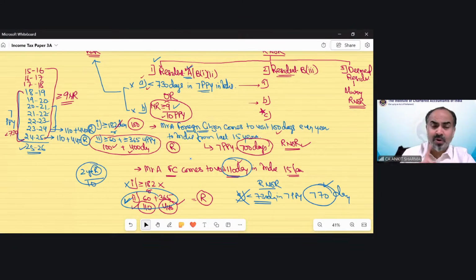The examiner does not want you to calculate 10 times whether he is a resident or not. They will frame a question in which in the initial 1 or 2 years, he will become resident. And as soon as he becomes a resident for 2 years, you can write it down that condition B cannot be satisfied. So he will be a resident and ordinary resident.